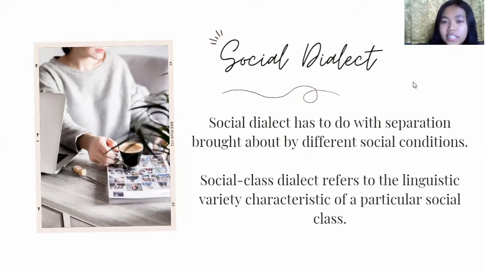The second is social dialect or sociolect. Social dialect has to do with separation brought about by different social conditions. Social class dialect refers to the linguistic variety characteristic of a particular social class.